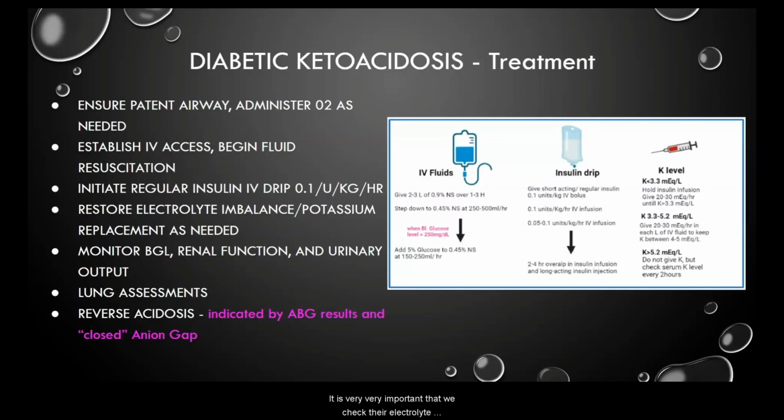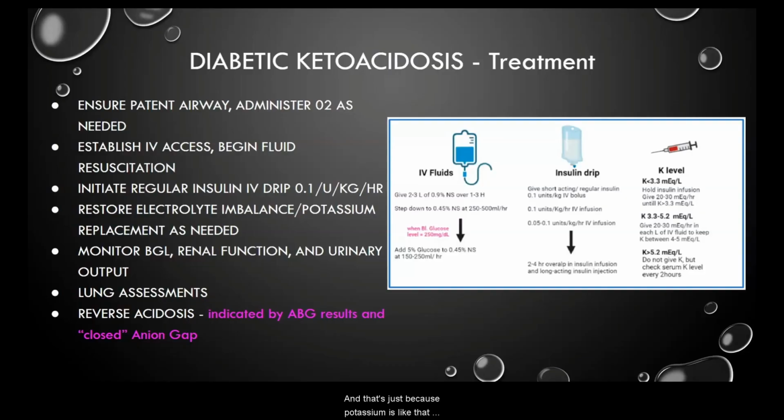It is very, very important that we check their electrolyte levels, specifically their potassium levels, prior to initiating the insulin drip. If they are hypokalemic and we start insulin without correcting for that hypokalemia, we could cause a detrimental outcome. More often than not, these patients are going to be hyperkalemic, so replacing their potassium is not going to be needed, but we still must always check their potassium level prior to initiating insulin therapy.